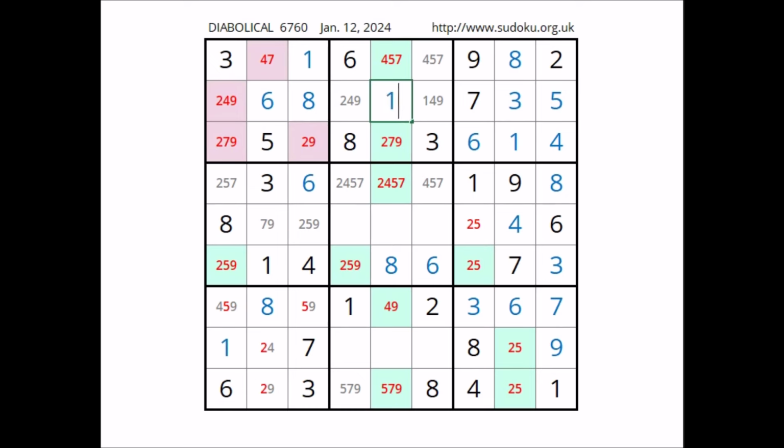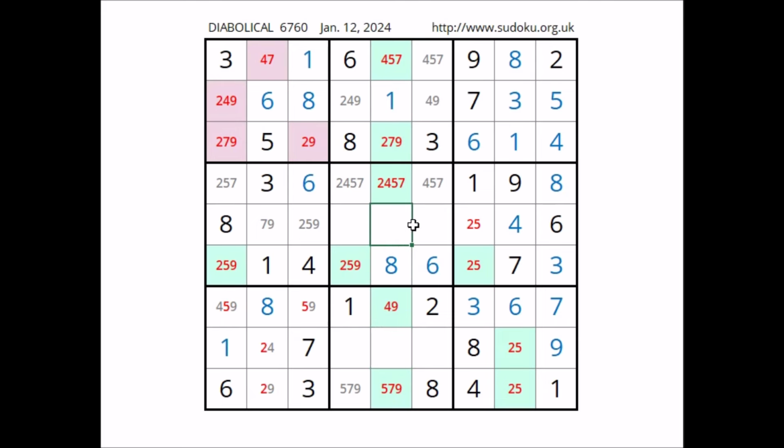We have 1 here. In this place cannot be 1. In this place, 4 and 9 are the options. 4 and 9 here. Now, in this column, 2 numbers are missing, let's see. In these 2 places have 2 numbers. The numbers 3 and 6, okay? 3 and 6 in these 2 places.